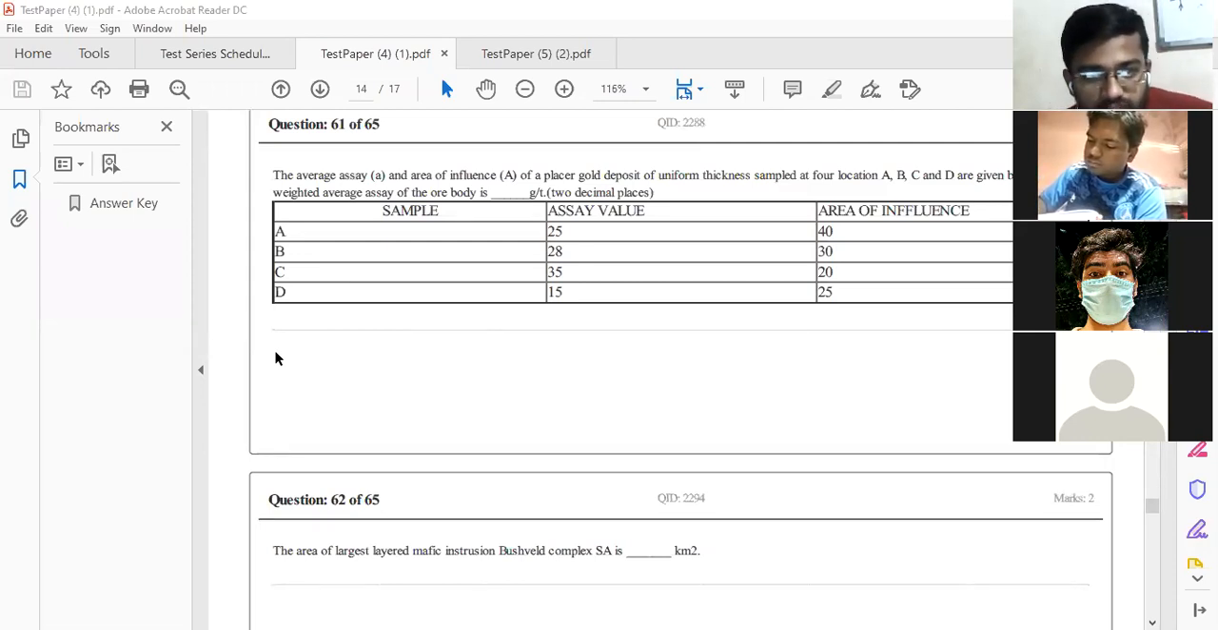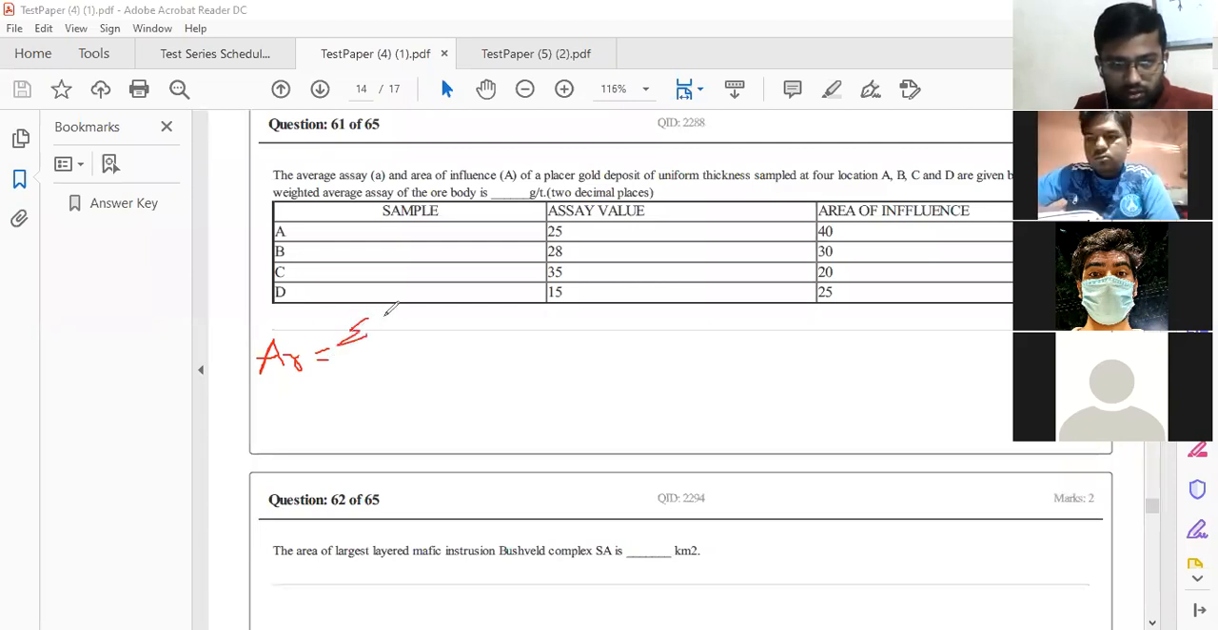Next, the average assay and the area of influence of a placer gold deposit of a uniform thickness sampled at 4 locations A, B, C, D are given below. The weighted average assay of the ore body in gram per ton. You know the formula, that is summation of Q multiplied by A divided by summation of A.